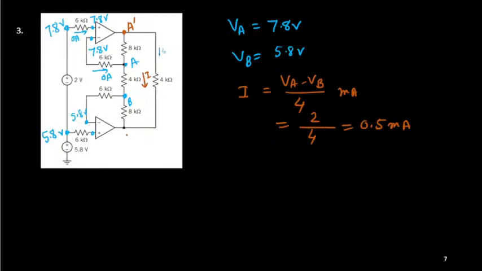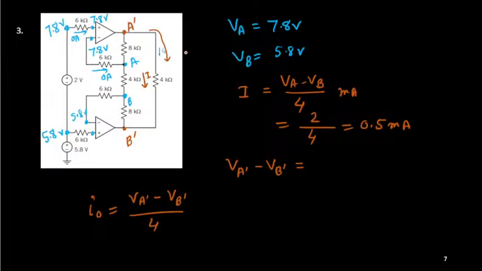So if this I is 0.5 milliampere, now next question, if I consider this node is A prime, this node is B prime, can you find the gap VA prime minus VB prime? If I understand the gap between these two, then easily I will be able to find out I naught. Because what is I naught? I naught is nothing but VA prime minus VB prime, this gap, by 4 kilo-ohm, in milliampere.